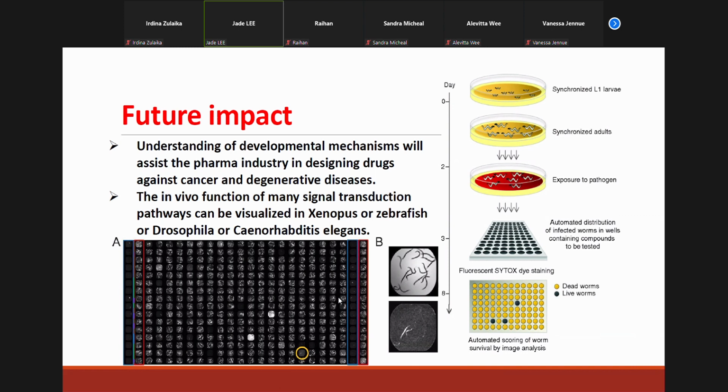And then the in vivo functions of many signal transduction pathways can be visualized in organisms such as Xenopus or zebrafish or Drosophila or C. elegans. These are the animal models that we use to understand the signal transduction. Okay.